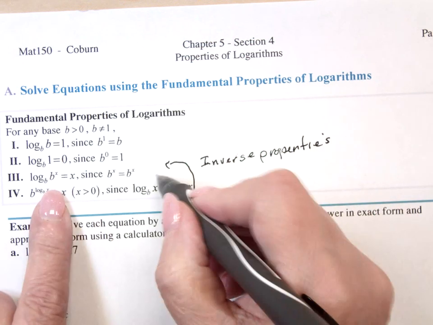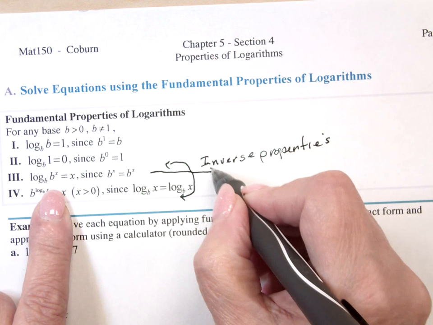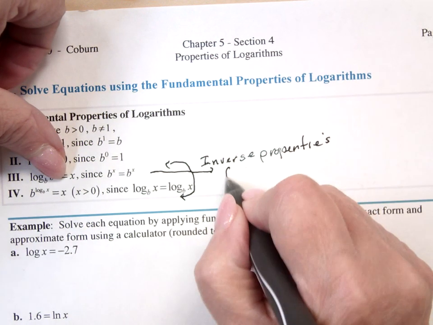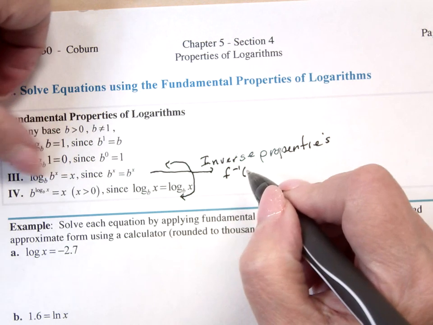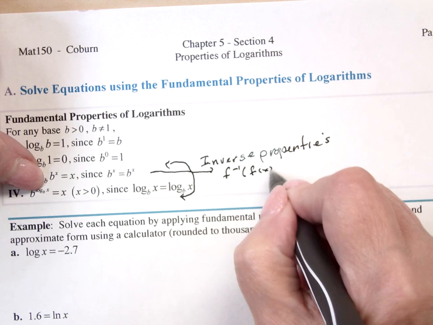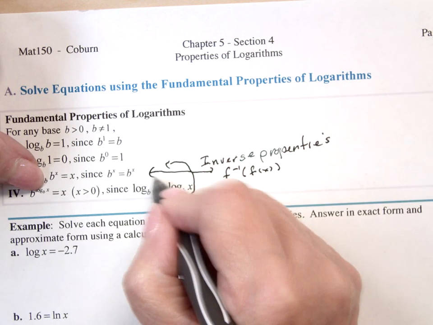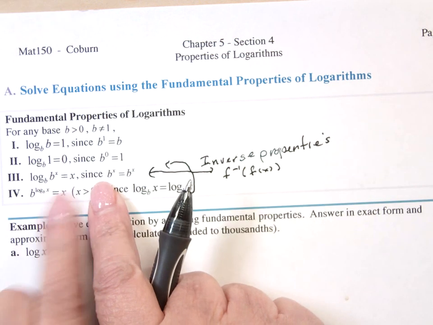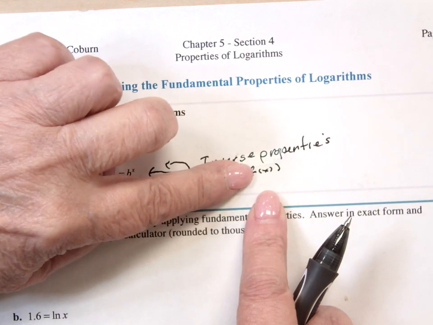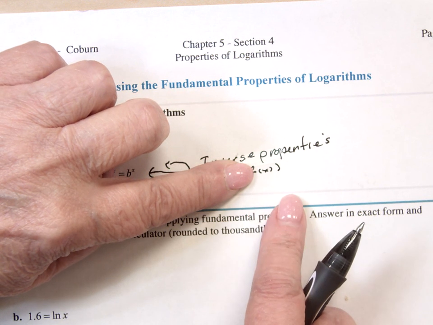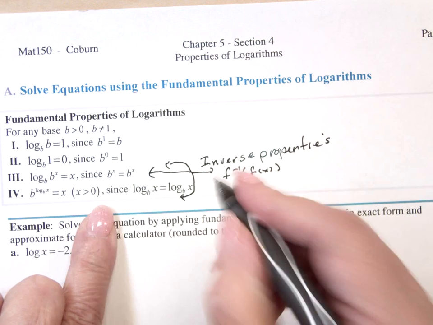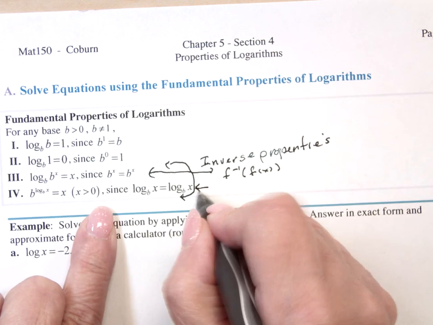If I take a look at this particular property, the outside function is the logarithm, that's the inverse. The inside function is the exponential, that's the regular function. So this process is f inverse of f of x. And if we remember what the inverse of a function does, it kills everything, and what you're left with is what you started out with. This is also an inverse property.